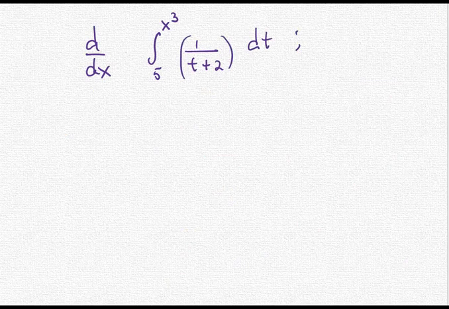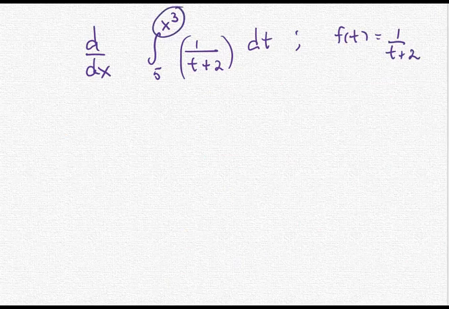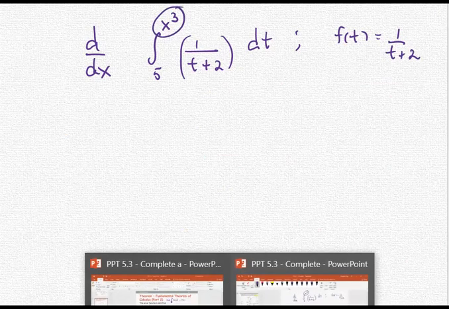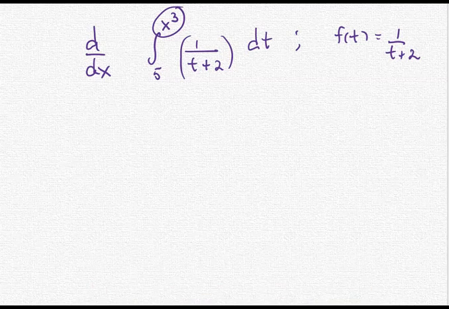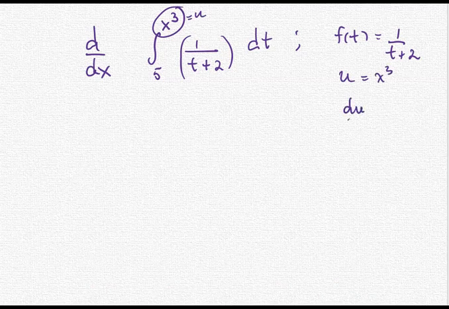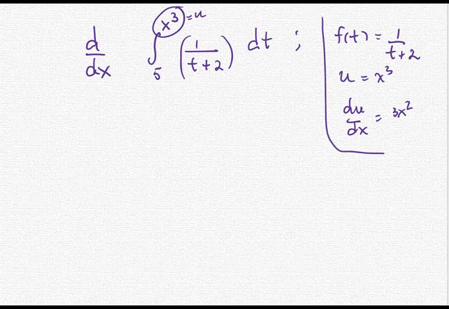So let's identify what we have. The function f of t is 1 over t plus 2. And the function on the top there in terms of x, I use this as u. So u is x to the third. Set it aside, du dx is 3x squared. That is the prep work for applying the fundamental theorem of calculus part 1.